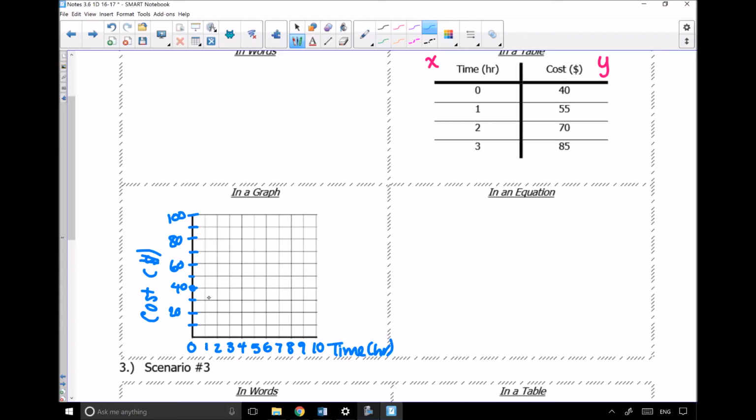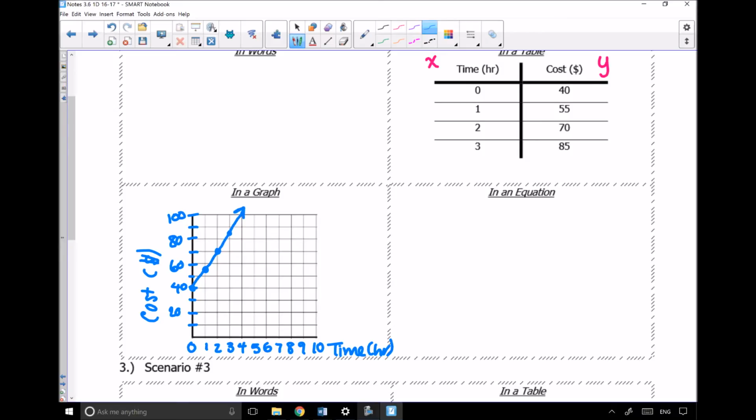After 1 hour, I have to pay $55. After 2 hours, I have to pay $70. After 3 hours, I have to pay $85, and that's the pattern that's happening right here. So that's what my graph is going to look like, okay?